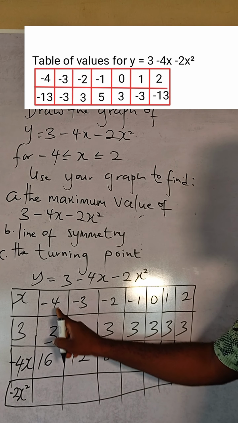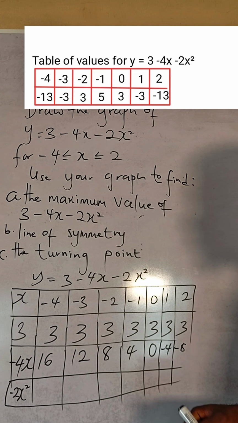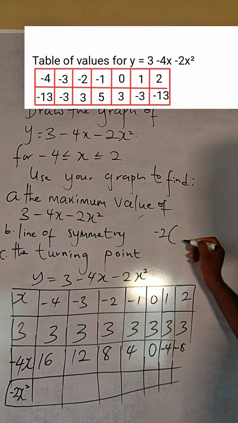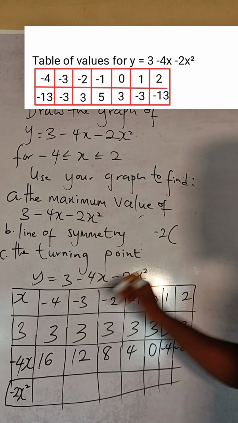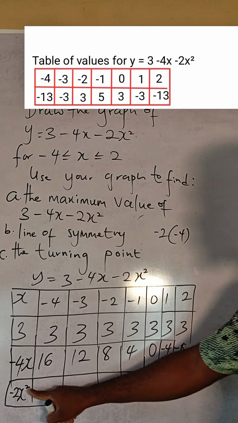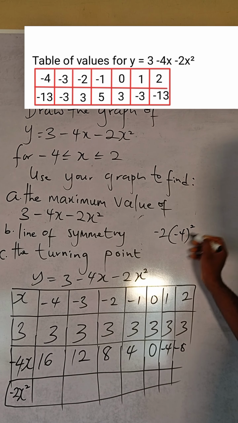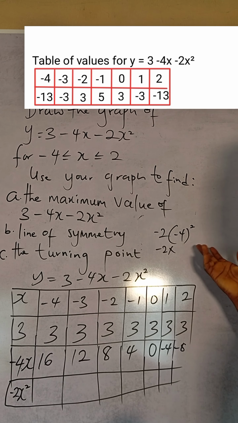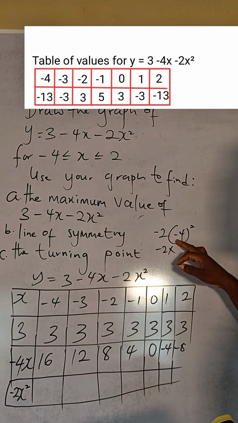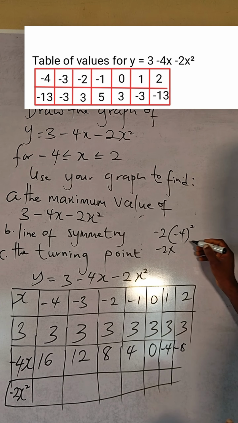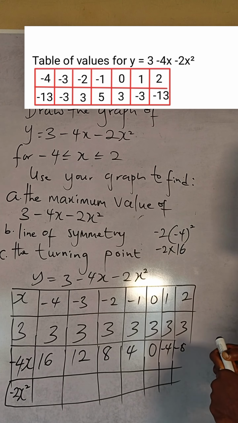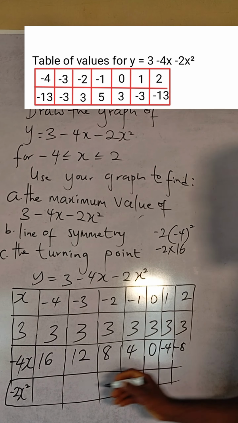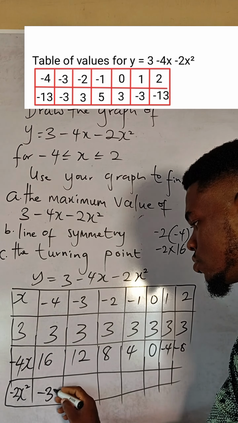Okay, let us work for here. What is my value of x here? -4. So I'm having -2 multiplying. Since my x value here is negative, I'm having -4. Due to this power of 2, you take it to the power of 2. When a negative value is raised to the power of an even number, it becomes a positive result. So that means -4 to the power of 2 becomes +16. Now we have -2 times 16, which becomes -32. So here becomes -32.